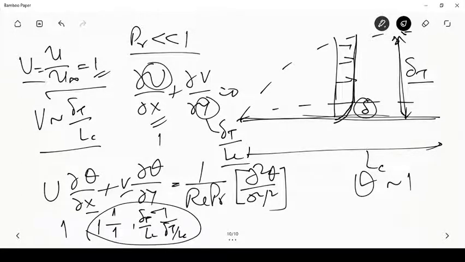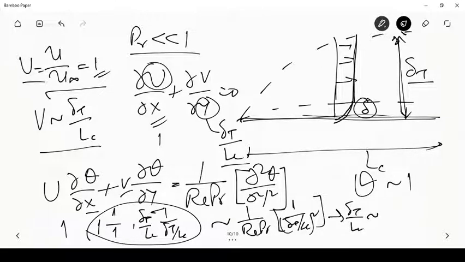Okay, and this is of the order of the right hand side, which is 1 over RePr multiplied by, this is 1 over delta t by LC the whole square, which tells me delta t by LC is of the order of 1 over RePr, or delta t is this whole thing to the power of half. Okay, because it's delta t by LC the whole square is of the order of 1 over RePr. So delta t by LC is of the order of 1 over RePr to the power of half.